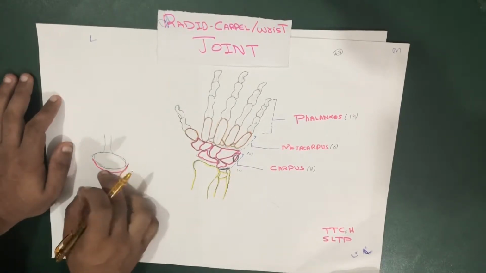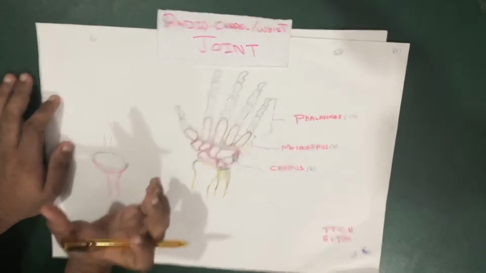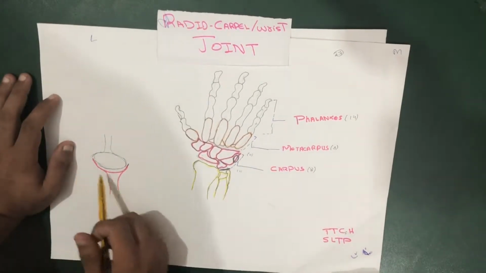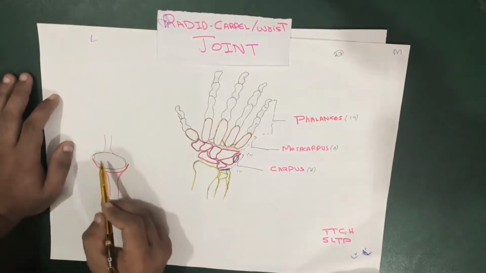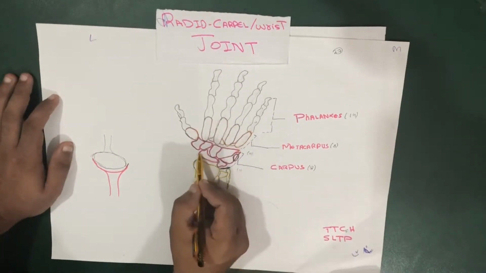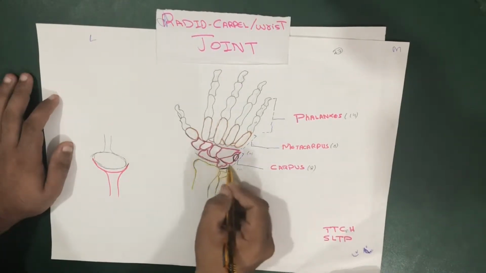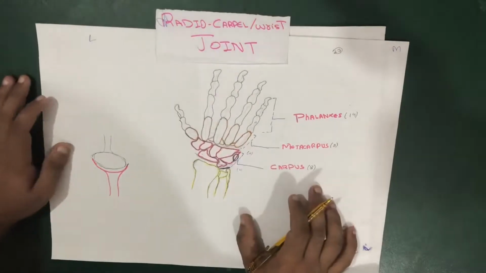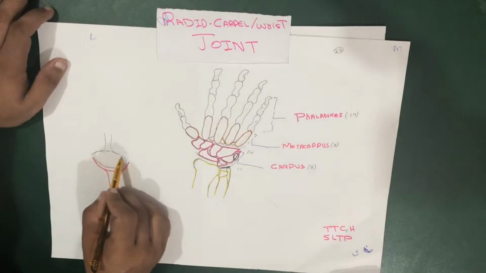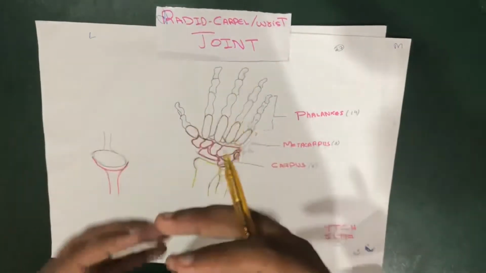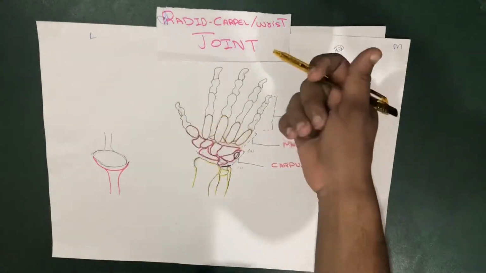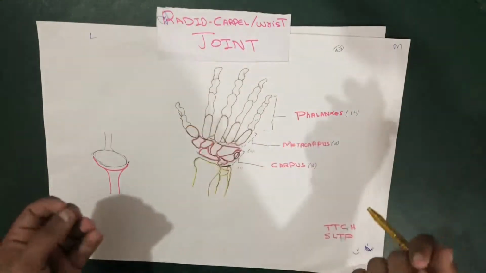This is the shape of the radius, which is forming a concave shape like this one. So the radius forms the ellipsoid concave shape, and this is the carpus, sorry, not ulna. This is how the carpus forms the convex ellipsoid shape. If you view this shape in 3D form, you can have a picture of the ellipsoid shape. We will talk about why it is called an ellipsoid joint in just a second.